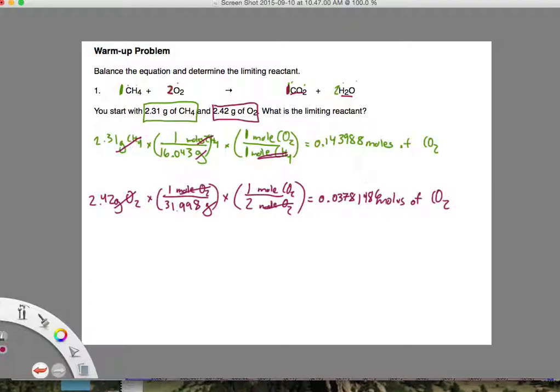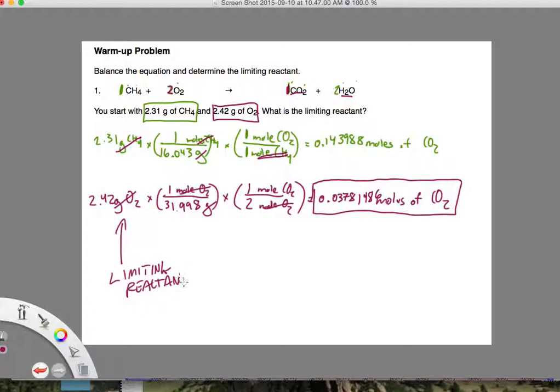Okay, so which one of these numbers is bigger? I hope you say this. It's got 0.037 instead of 0.1. Okay, so this is less over here. So that means this amount of O2 will produce less product than this amount of CH4, which produces more product. So that means that, given these starting conditions right here, this is our limiting reactant.